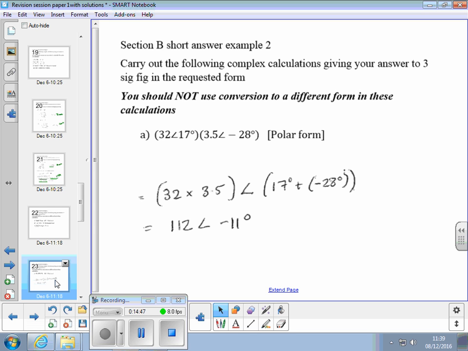Jake has pointed out we never calculated any voltages, otherwise we'd have certainly done multiplication with Ohm's law, right? So the method here is 32 times 3.5. We multiply those two numbers together, and then we add the two angles. So 17 plus minus 28. Answer is 112 at angle minus 11.